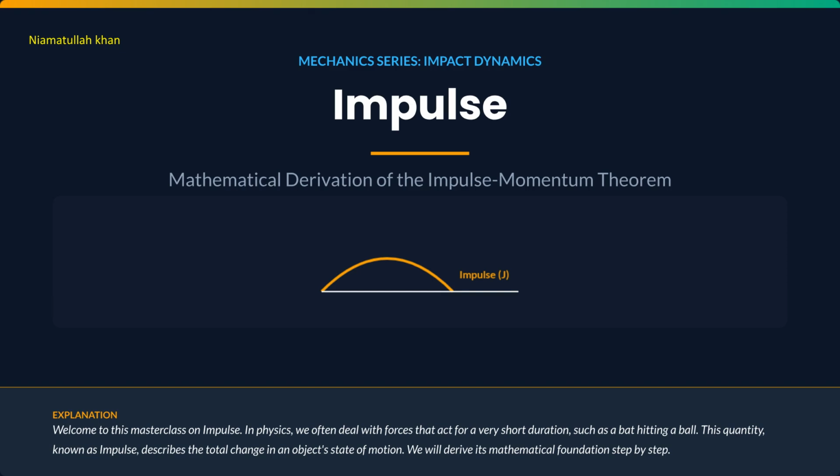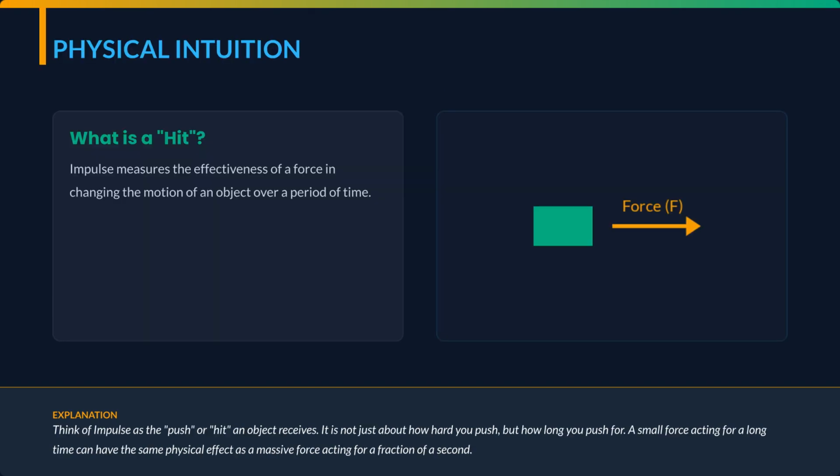Impulse describes the total change in an object's state of motion when a force acts for a very short duration. We will derive the mathematical foundation of the Impulse-Momentum Theorem. Impulse is essentially the push or hit an object receives. It measures how effective a force is at changing an object's motion over time.